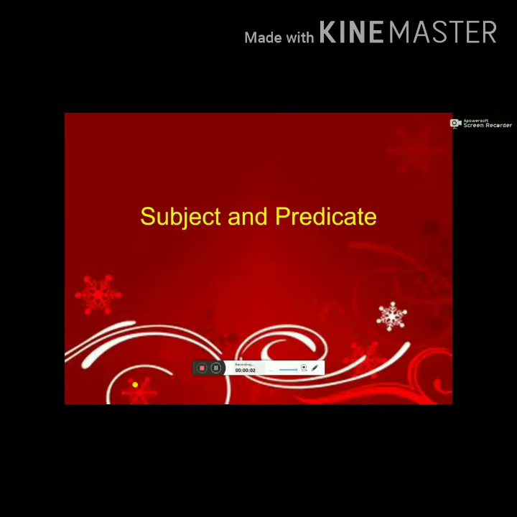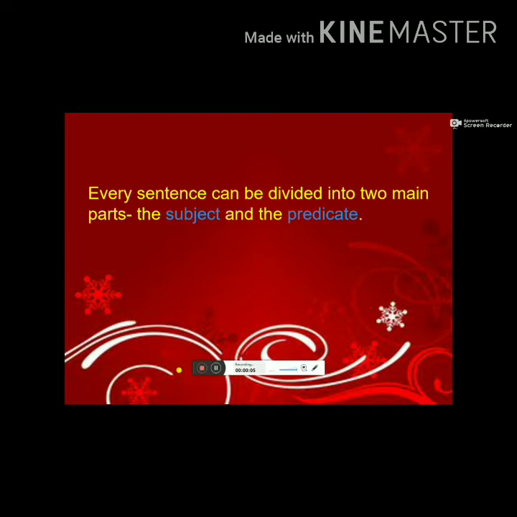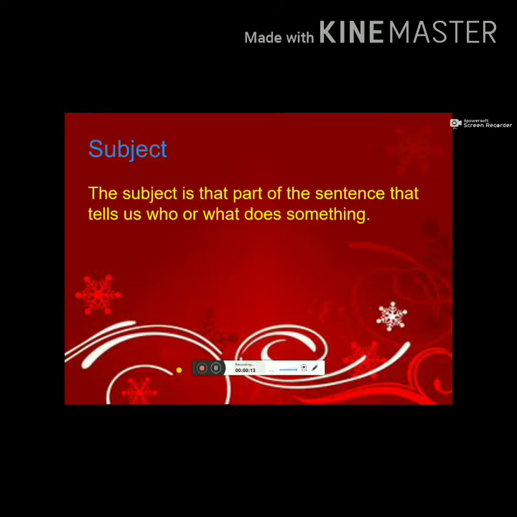Let us learn subject and predicate. Every sentence can be divided into two main parts, the subject and the predicate. The subject is that part of the sentence that tells us who or what does something. It can also tell us to whom or to what something happens.